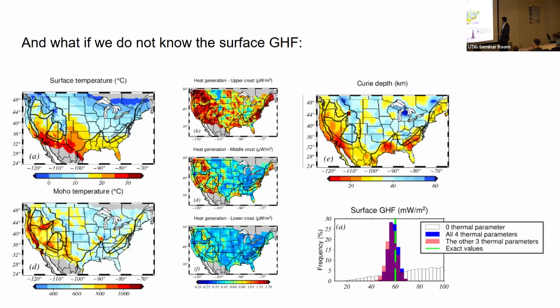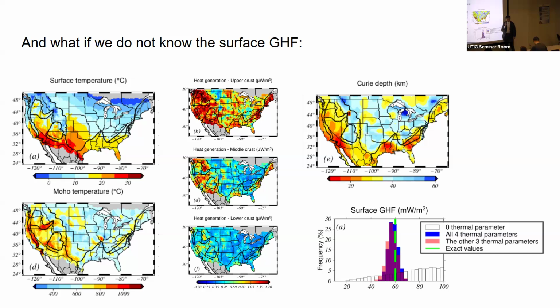But more importantly, we did do this test. If I remove my surface heat flux, I only use the surface temperature, Moho temperature, heat generation at different depths, as well as Curie depths. Can I back out my surface heat flux? I use isostatic data. If I use all 4 thermal parameters, including the heat generation, I have this blue distribution that is centered where I know it is true geothermal heat flux.